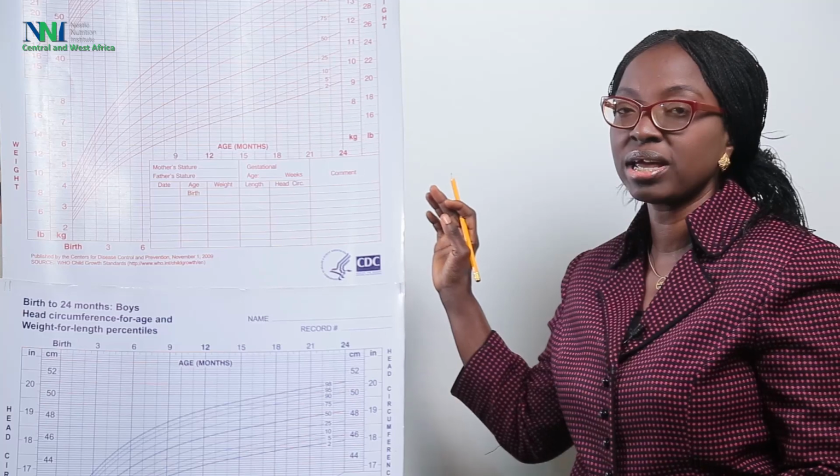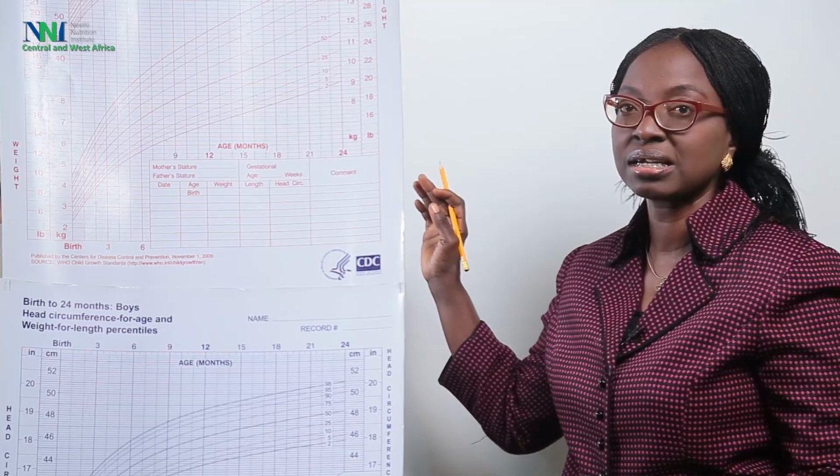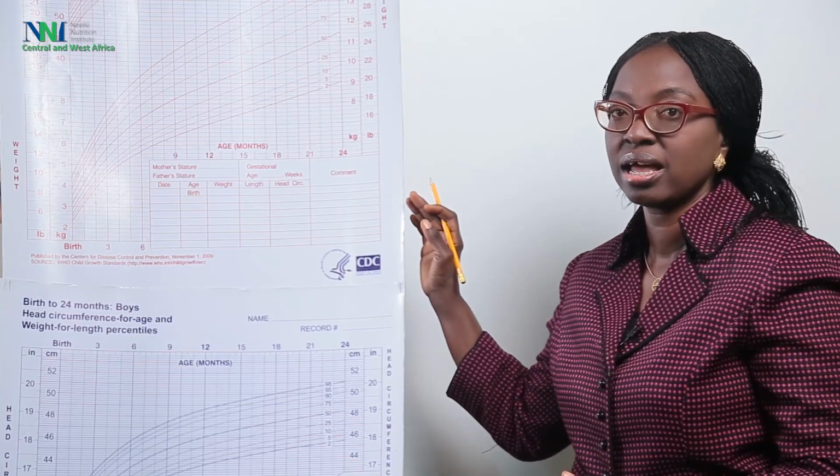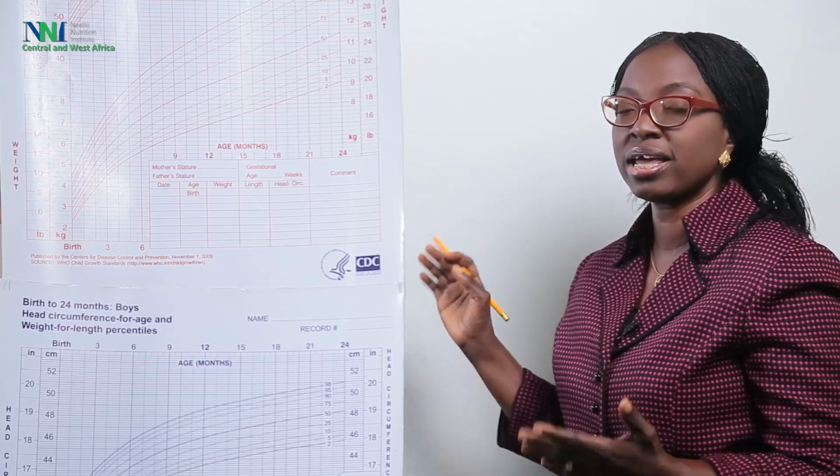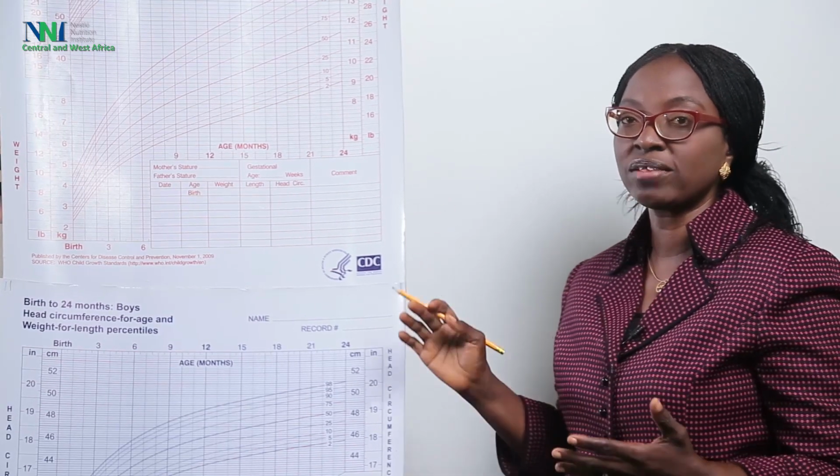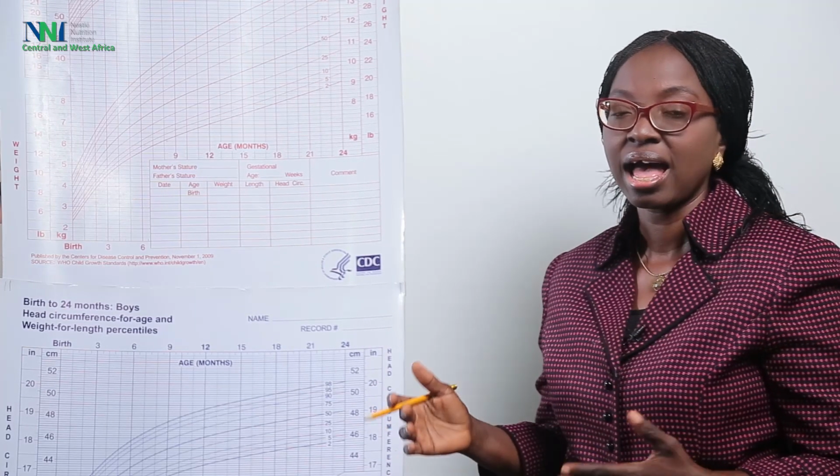The WHO chart for children between 0 and 2 years are in two forms. The length for age and weight for age percentiles is one type of chart. Then the head circumference for age and weight for height percentiles is another type of chart. And for each type of chart, there is one for boys and another one for girls.